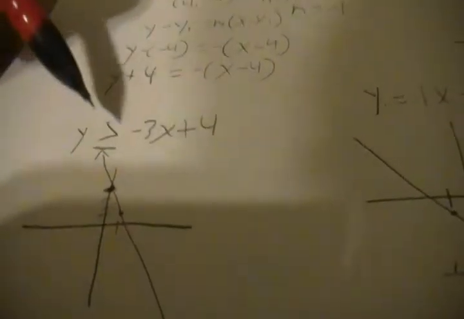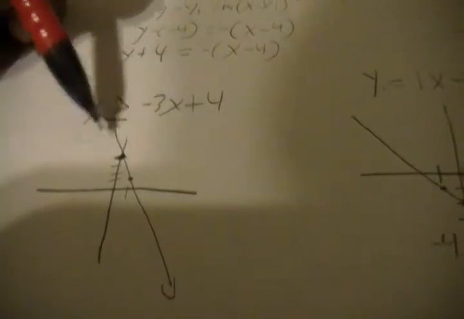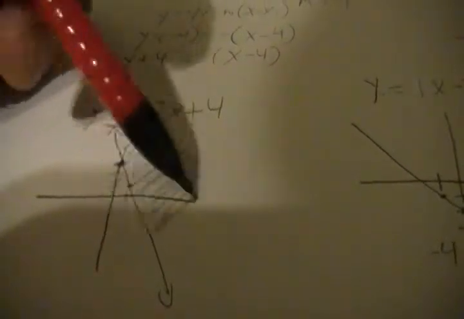If the line looks like this, where you have a negative slope, like negative 3x, and you have an equation where y is greater than, then what you need to do is highlight everything to the right of this line, because this line is saying that the values of y have to be greater than this line, and anything that's greater is to the right of this line.